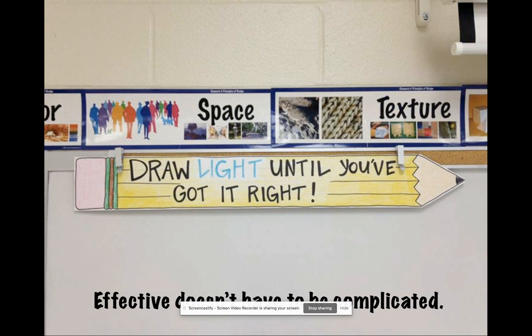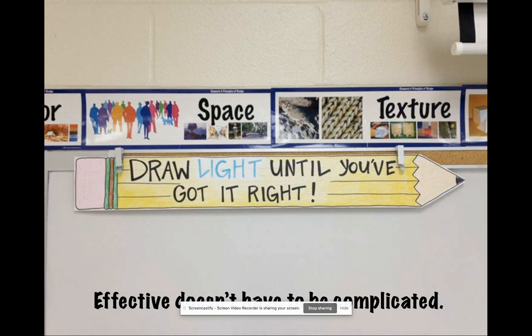So again, onomatopoeia, rhyming words, things that are kid-friendly, help kids remember an important process that applies not just to one particular medium like graphite, but to all processes in the art room. Draw light until you get it right. Kids need practice with pressure control, drawing light versus drawing dark with a pencil, and they need a lot of reminders for that.